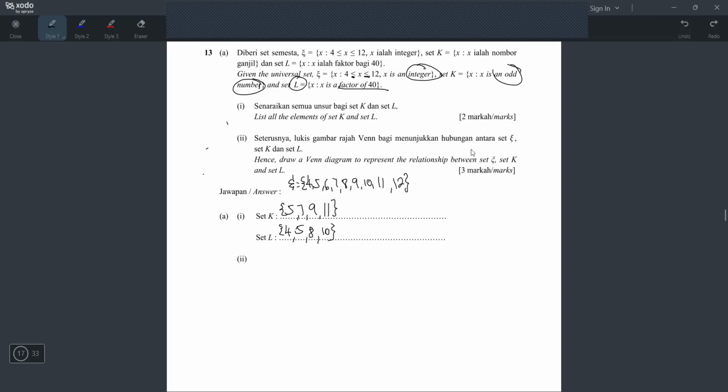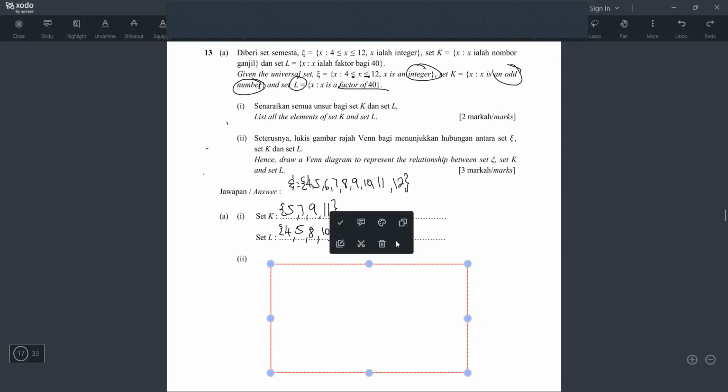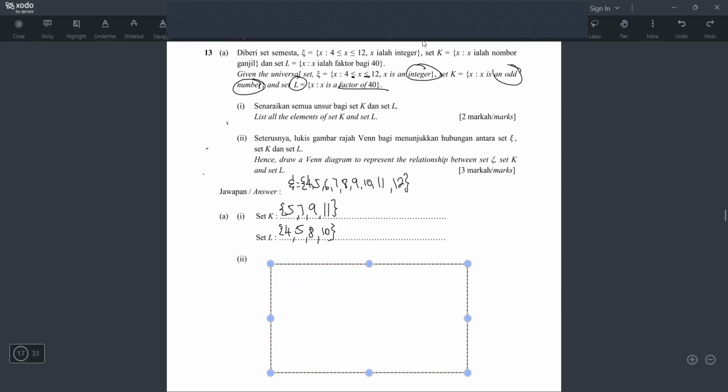Two circles only. The universal set, we will use a rectangle. So we will draw a rectangle. Okay, good enough. Let's use black. This is my universal set, and then I have to draw circles. How many circles? 2 circles. Let's label first. So this is the universal set. Universal set must use a rectangle, but for set K and set L, we use circles. But for the circles, you have to think about how you want to draw them, because there are 3 types of relationship. It can be like this.